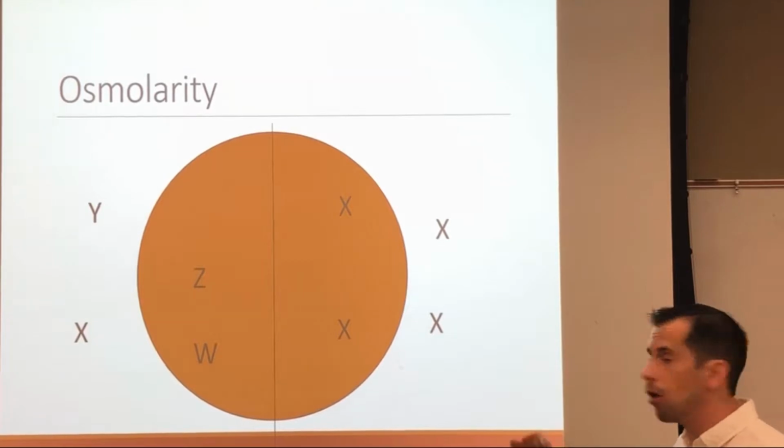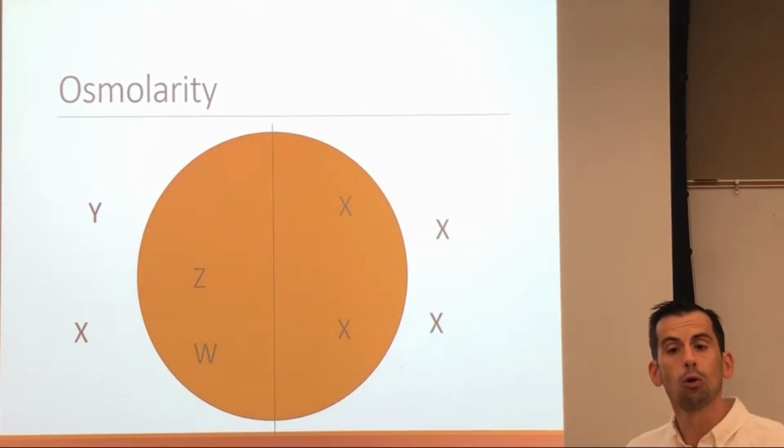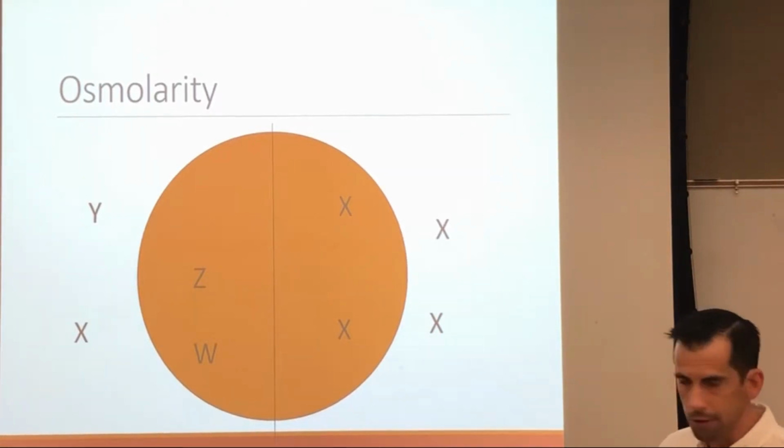They are where they are. They cannot go across that membrane. So again, osmolarity, same situation on the left and right. It's the total number of particles rather than how many of individual particles that we have.